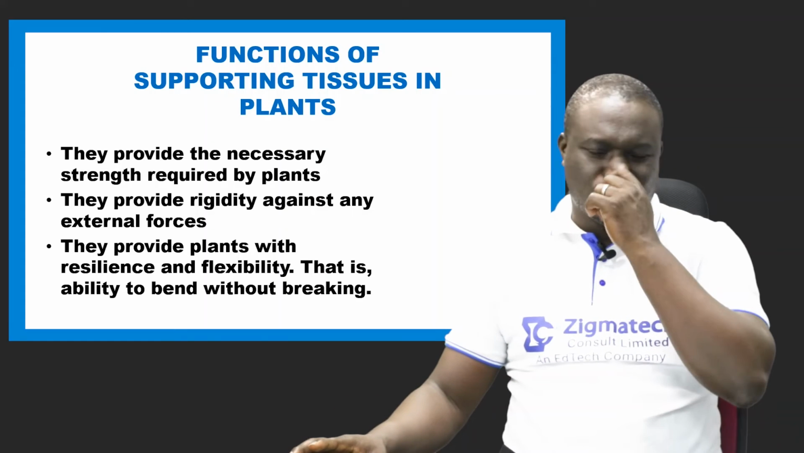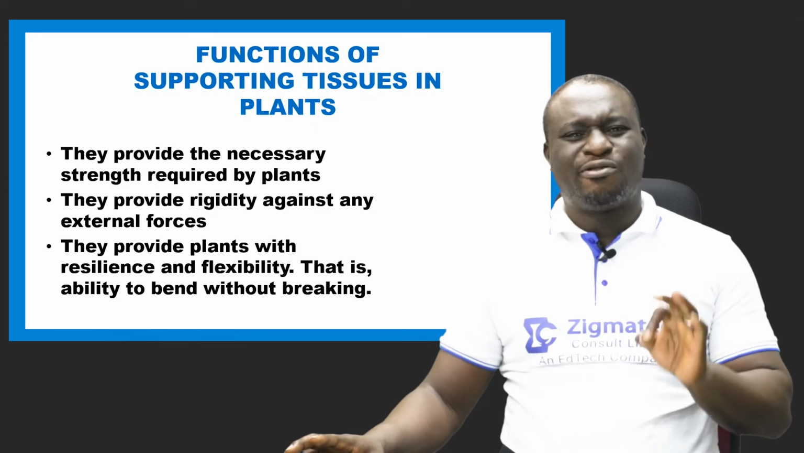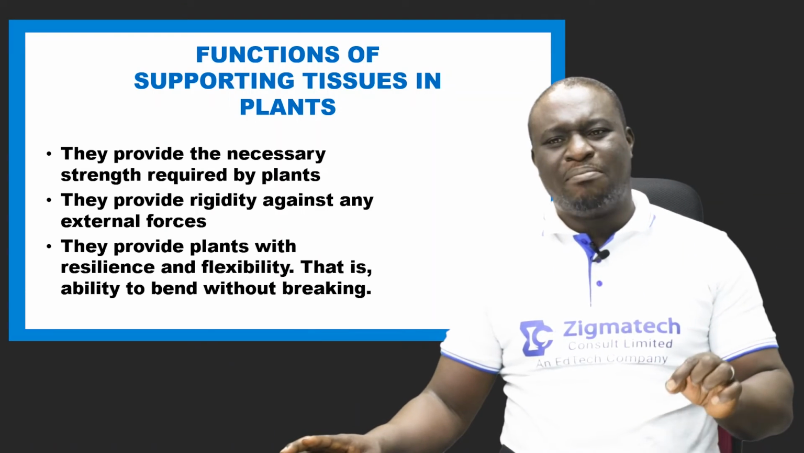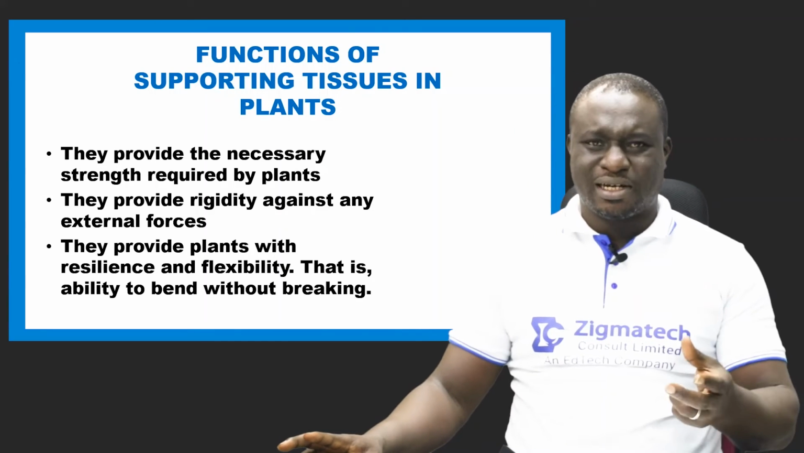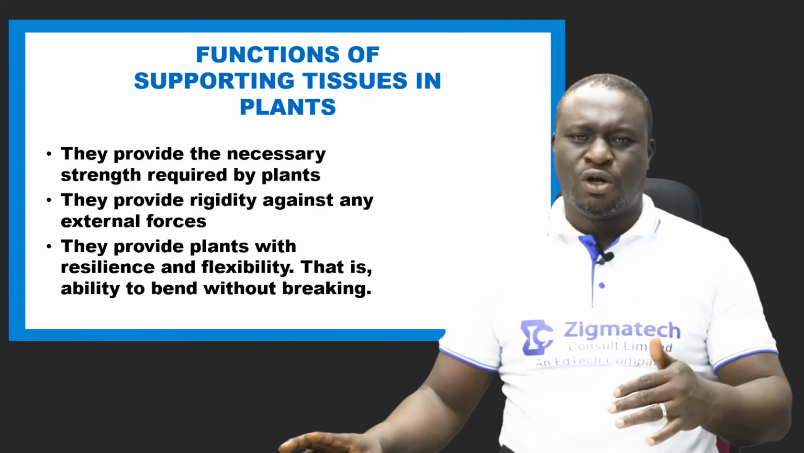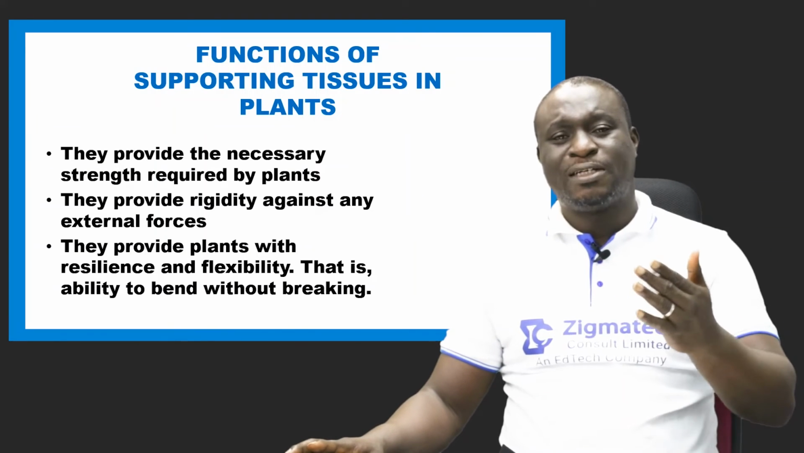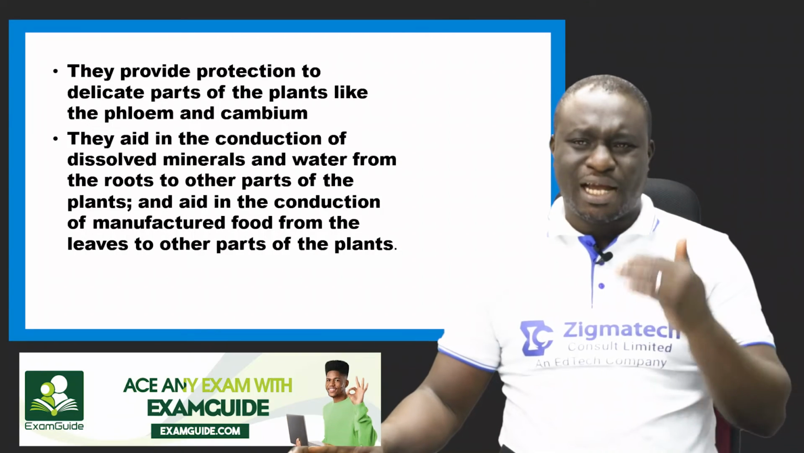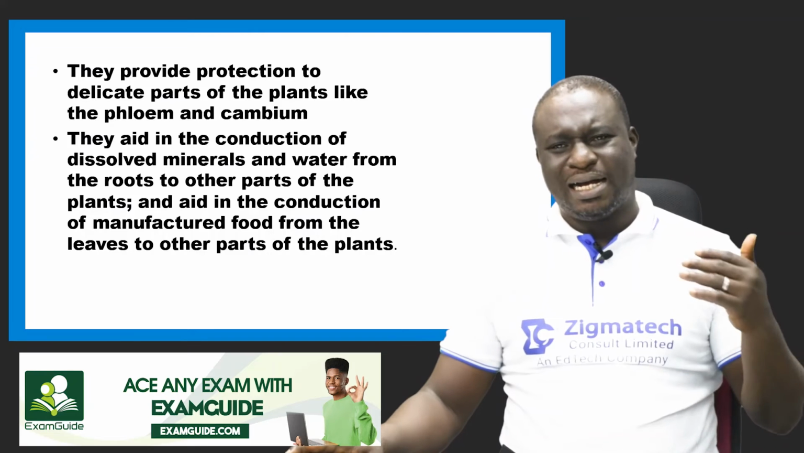Number 3, they provide plants with resilience and flexibility. And I've told you what resilience and flexibility mean. Flexibility means the ability to bend. Resilience simply means it will not break. So the ability to bend without breaking is also another function of supporting tissues in plants, and you can see that in both collenchyma and sclerenchyma. And number 4, they provide protection to delicate parts of the plant, like the phloem and the cambium.